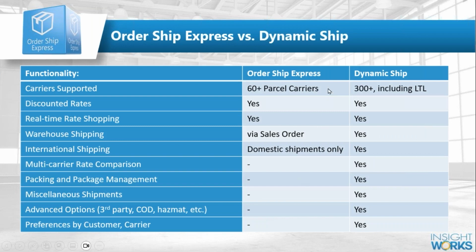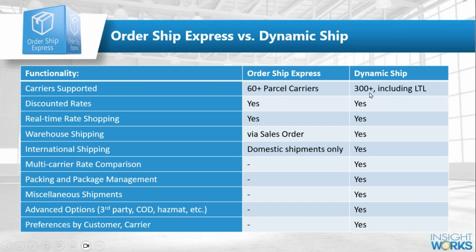Ordership Express is great for people that use a specific carrier or one or two carriers all the time, or the carrier is always defaulted in from the customer, or the carrier comes in from the e-commerce site, those types of things. So within Ordership Express, we do parcel only, and we've got about 60 or so carriers that we support, again, global carriers. If you have accounts with any of those carriers, you can bring them in and you can use them.